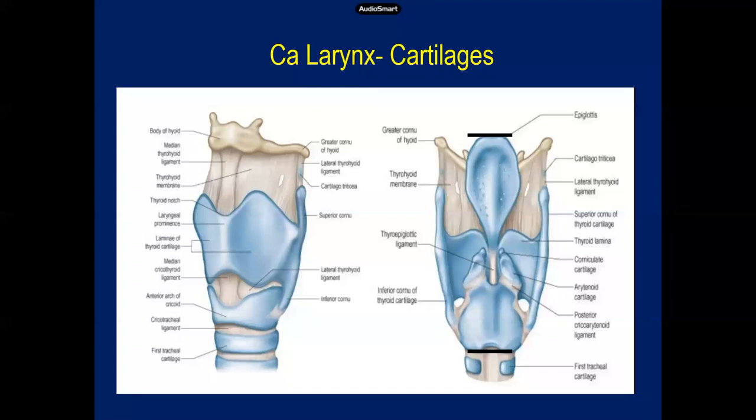When you see an epiglottis, thyroid cartilage, and then the cricoarytenoid joint, which I will show in a CT scan, you know that you are dealing with the level of the glottis. And below that, if you see only the cricoid cartilage, then you have to understand that you are dealing with the subglottic portion. And when you see the trachea, it means it is below the larynx. So this is how you should understand.